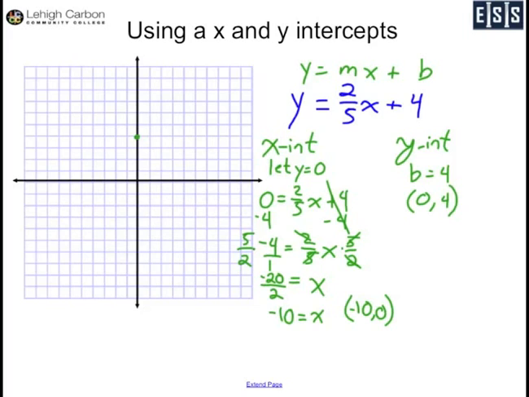Plot that on my graph. I have my 2 points. Connect them with my line. And there's my graph.